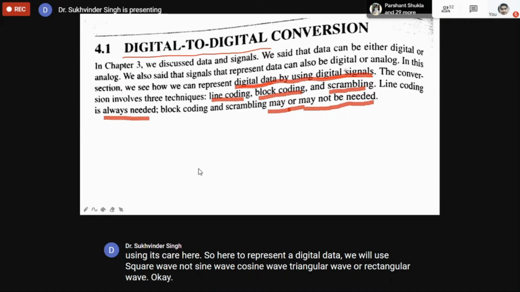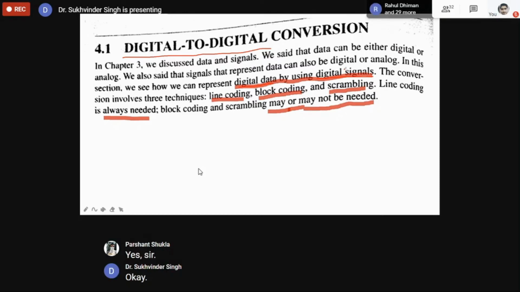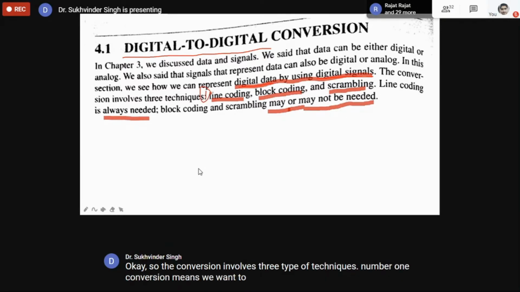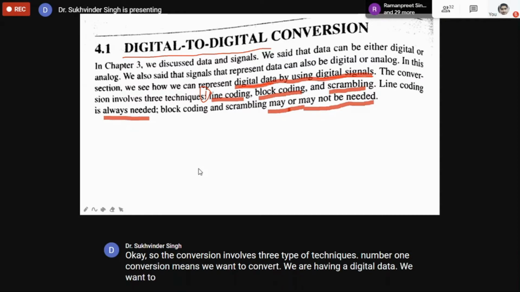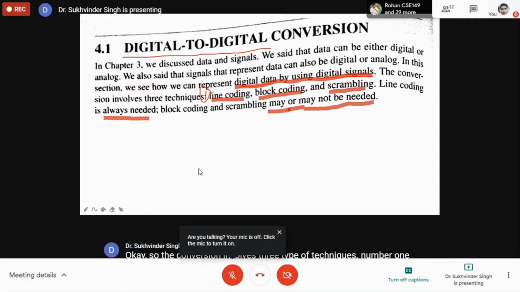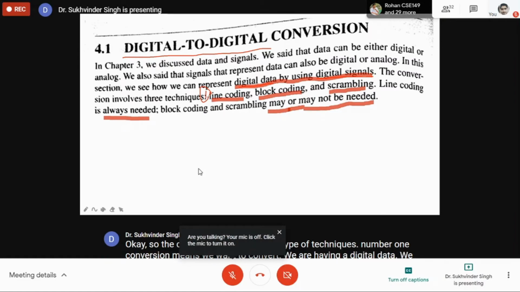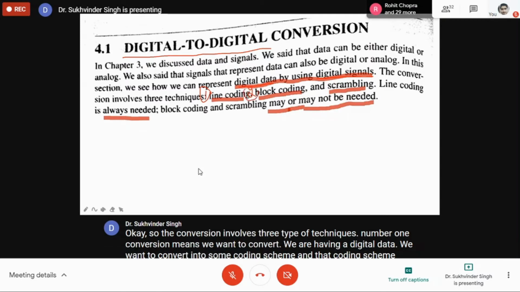Yes, sir. Okay. So the conversion involves three types of techniques. Conversion means we have digital data and we want to convert it into some coding scheme, and that coding scheme requires three types of technique. The first one is line coding, the second one is block coding, and the third one is scrambling.